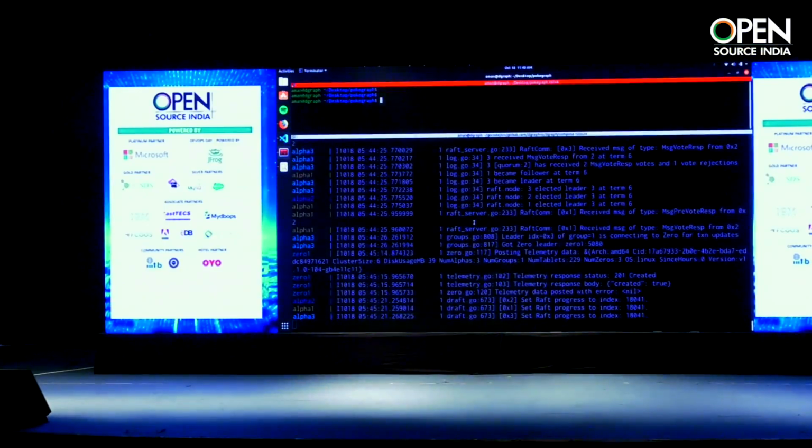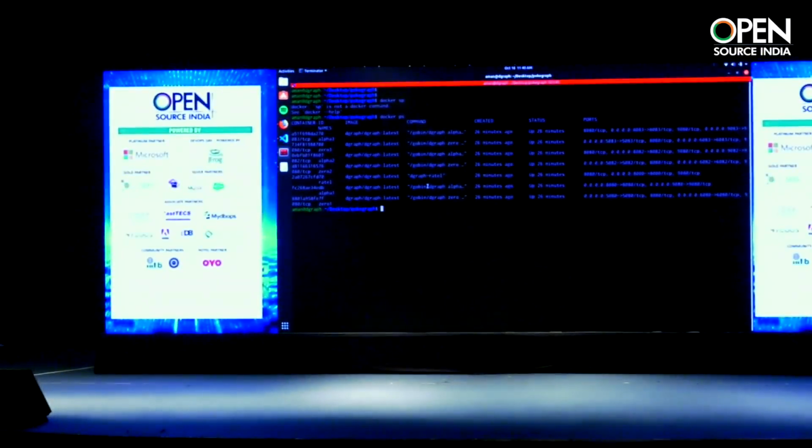I already have data loaded. I'm running 3 nodes of Dgraph. So I'm running 1 alpha here, 1 alpha here, and then 1 alpha here. So 3 alphas, 3 zeros, and Ratel. That's the standard, same architecture that we saw.